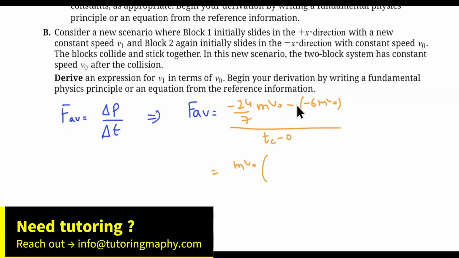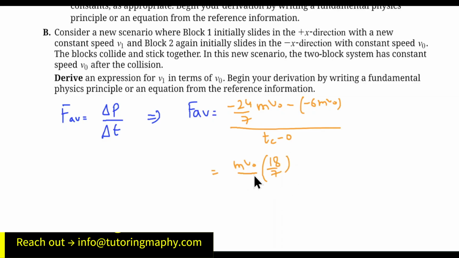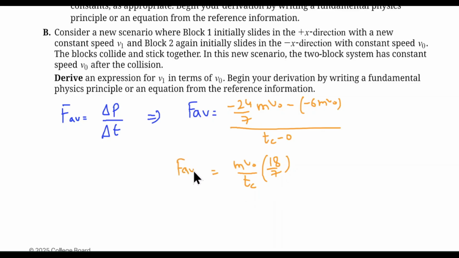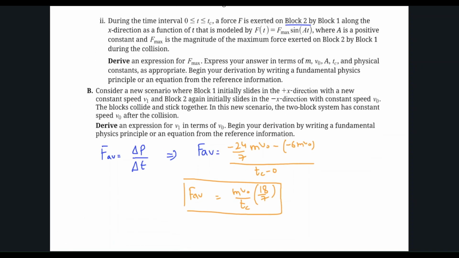42 minus 24, 18. So I have 18 over 7 as it is, and over Tc. Now this is F average. Now remember that they are not asking for F average, they're asking what is the maximum value of this function. And here we need to use the average value of the function. If you're already doing calculus, you can easily understand that the average value of a function is given by 1 over b minus a, integration from a to b of that particular function f.